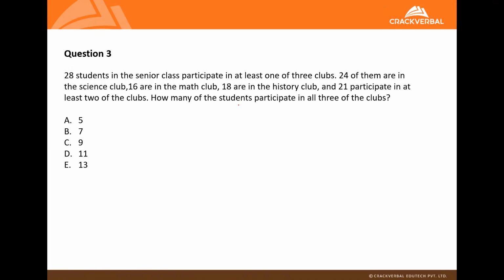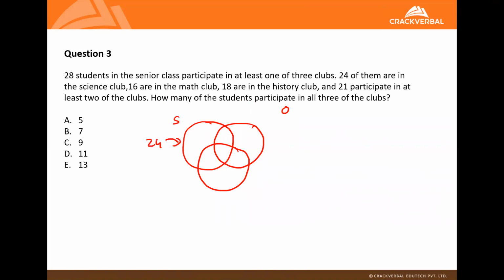So we have 28 students in a senior class who participate in at least one of the three clubs. So we have three clubs, and since 28 students participate in at least one of the three clubs, the outer region is going to be 0 for sure. 24 of them are part of the science club. So this is the science club. This entire circle is 24. 16 are in the math club. So this entire circle is M. So this is 16. And 18 are in the history club. So this entire circle is 18.